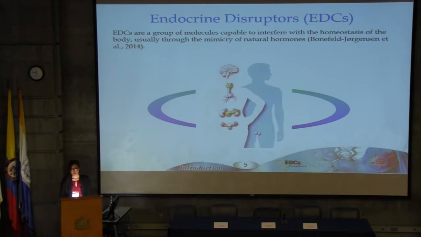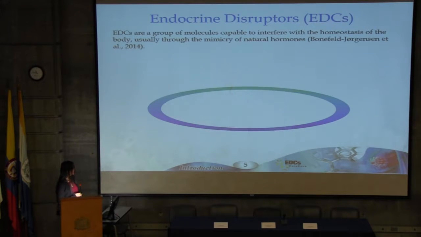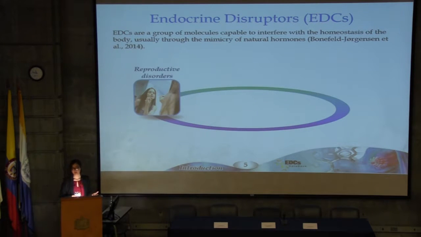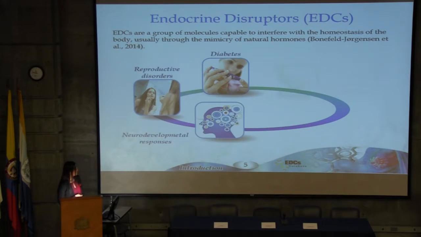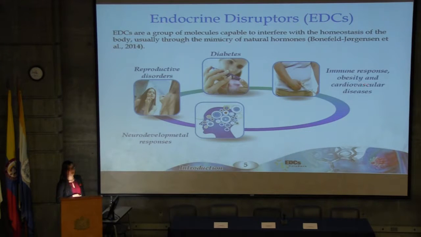So endocrine disruptors are a broad range of compounds that affect the endocrine system. However, their effects are not restricted to the deregulation of processes controlled by hormones, but have been epidemiologically linked to a wide range of health conditions such as reproductive disorders, diabetes, neurodevelopmental responses, immune response, obesity, cardiovascular diseases, and different cancer types.